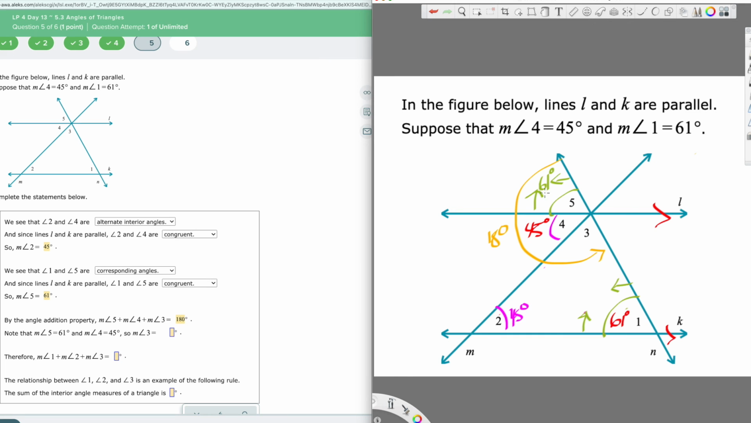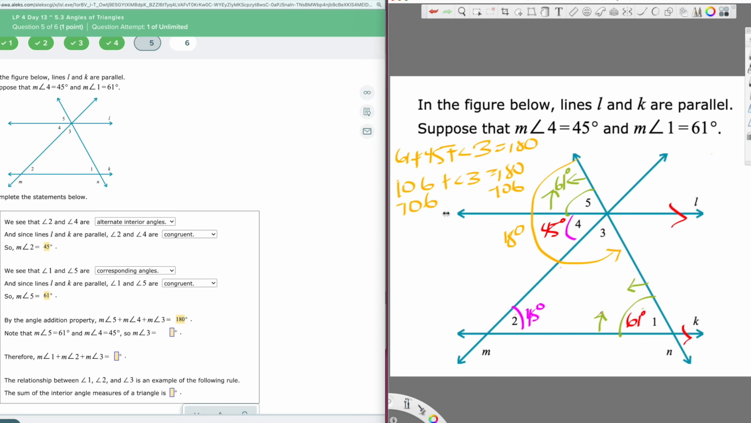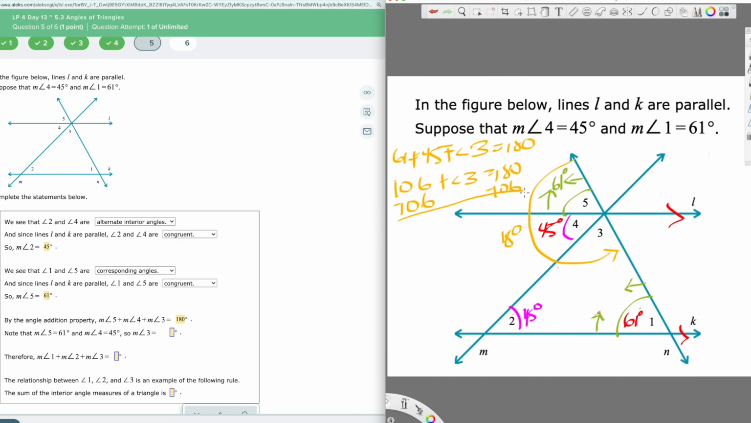So 61 plus 45 plus angle 3 equals 180. So let's see, we get 106. We're going to subtract 106 here so that we can get angle 3 all by itself. Angle 3 equals, let's see, 180 minus 106 is 74. So angle 3 equals 74 degrees.